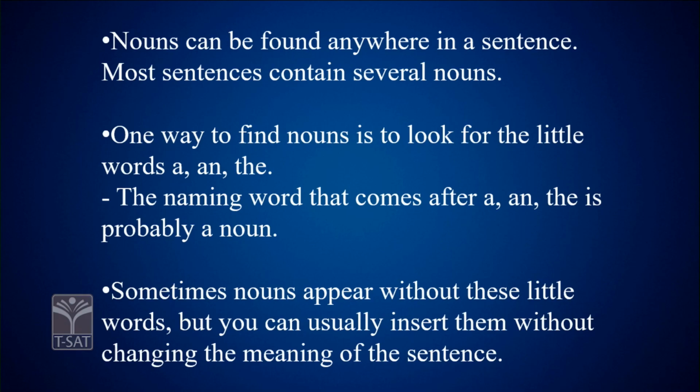I will give you a little clue to identify the noun here. One way to find a noun is to look for the little words that we call articles: a, an, the, something like that, right. The naming word, the noun which comes after a, an and the, is probably a noun. This is one thing that you can remember. Okay, nouns are followed by articles a, an and the. This is one clue I can give you. But at times you might not have these words, right?